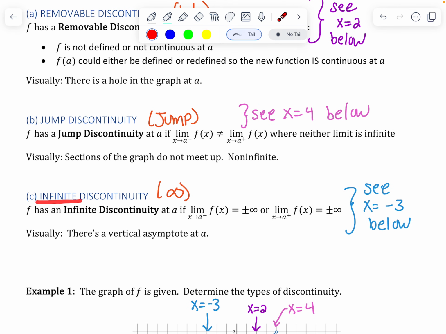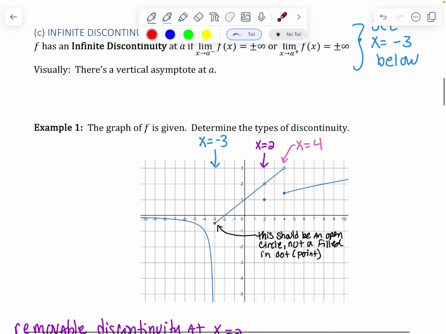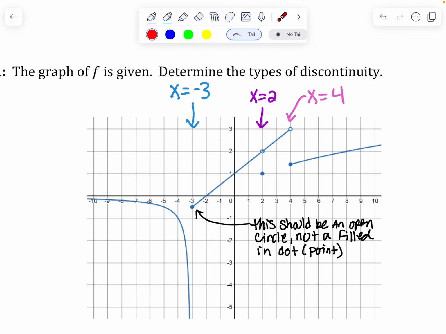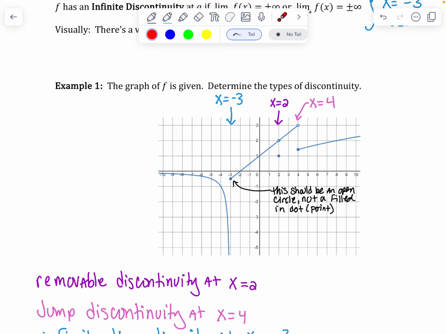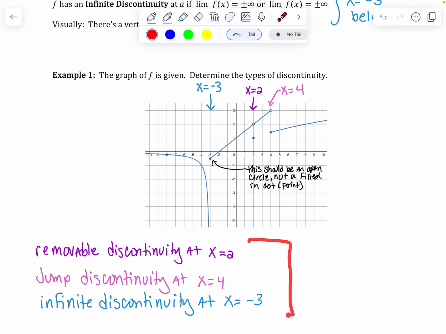And the last type is infinite discontinuity, and this is where either the limit from the left or the limit from the right is infinity, positive or negative. And we'll look at -3 down below. Now there's a slight mistake on this visual, but down here where x equals -3, only the limit from the left is negative infinity. This should have been an open circle, and the limit from the right would have been about -0.5. And so I'll just restate all of that.